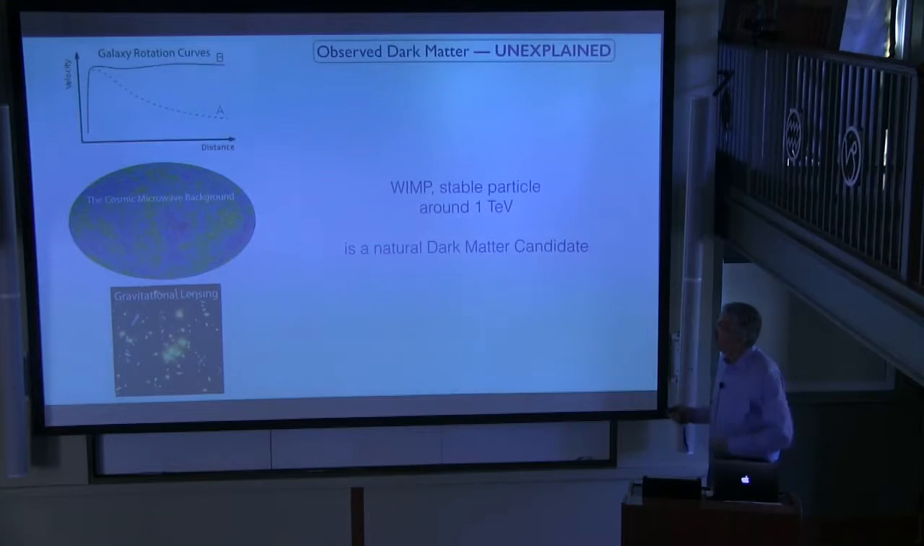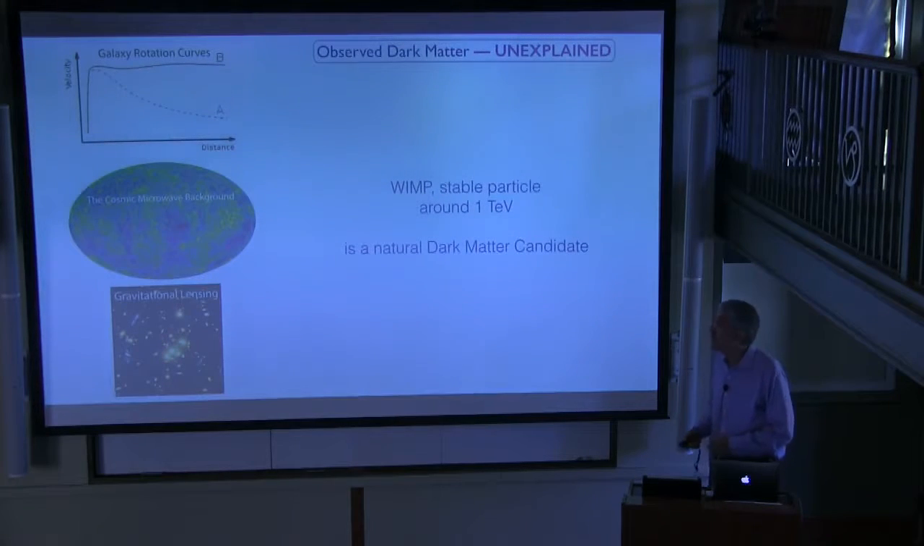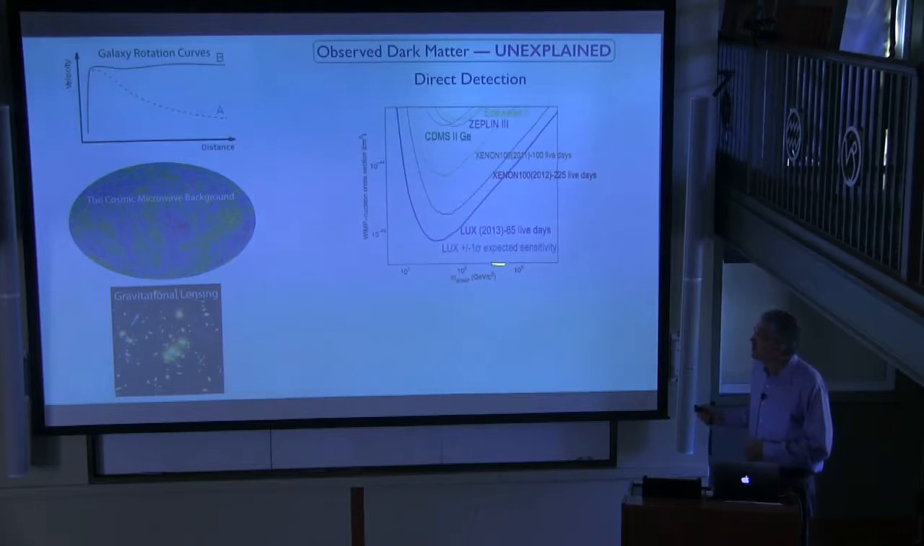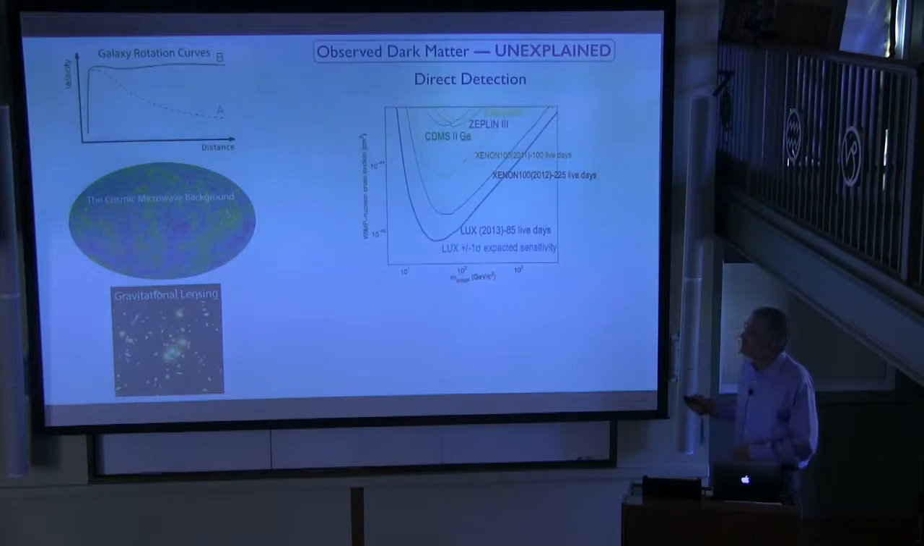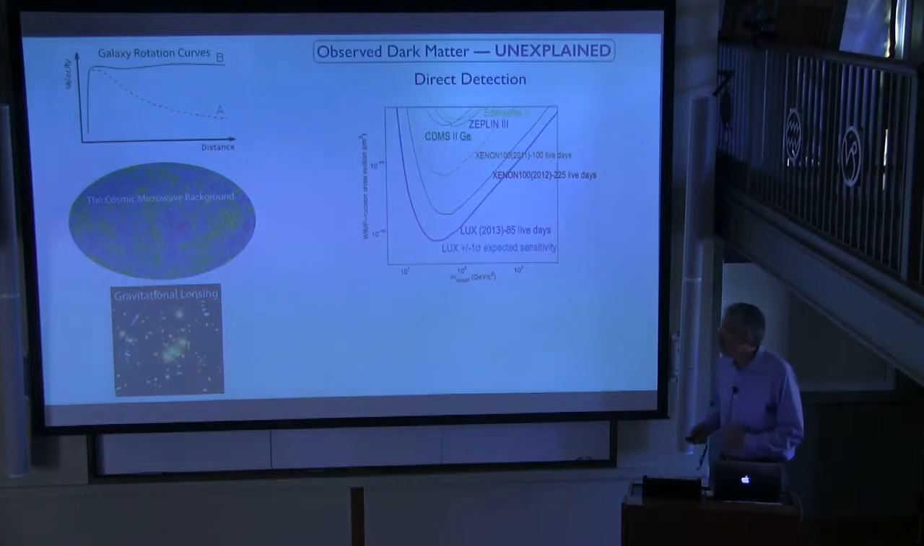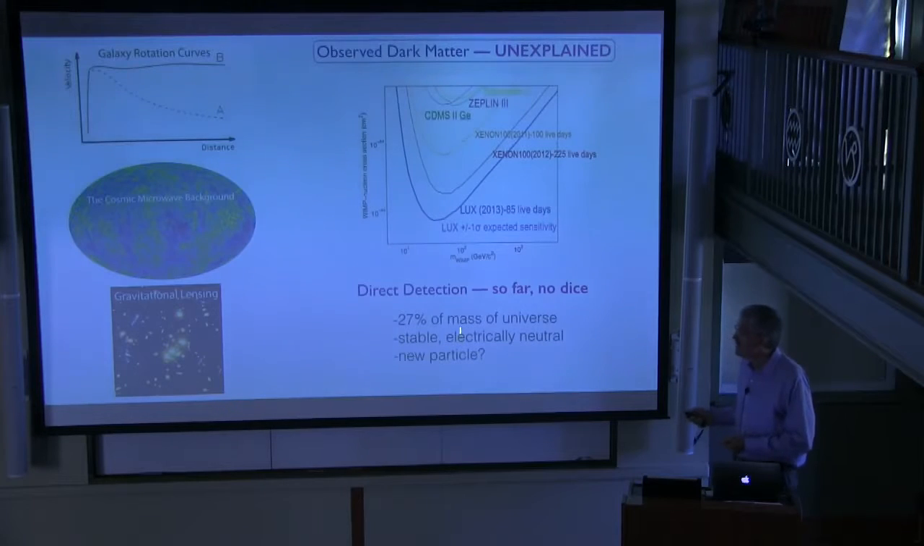Axions are one. There is the WIMP, which is a stable particle around one TeV. It's a natural candidate for dark matter. Yet, at least so far, the direct detection experiments, which are absolutely fantastic, have not seen it. They put bounds on the cross-section and mass phase space. LUX is the current best bound. This will get improved, but right now, no dice. We don't know what dark matter is. Yet it is 27% of the mass of the universe, at least today, and it's stable, electrically neutral. We'll have to see what it is.